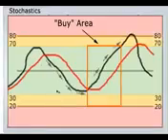Stochastics also can give you a measure of momentum. Here you can see the arrows pointing down along the black K line, which shows you that momentum was going down. And then it switched here and momentum was going up.